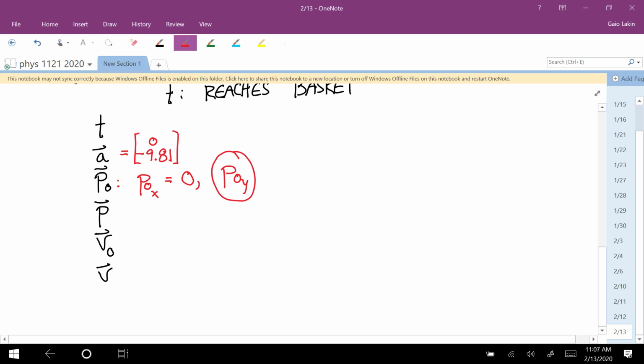And for this problem, we actually know the position at time t. Usually those are switched. But in this case, the x position is positive 4.57, and the y position is positive 3.05.